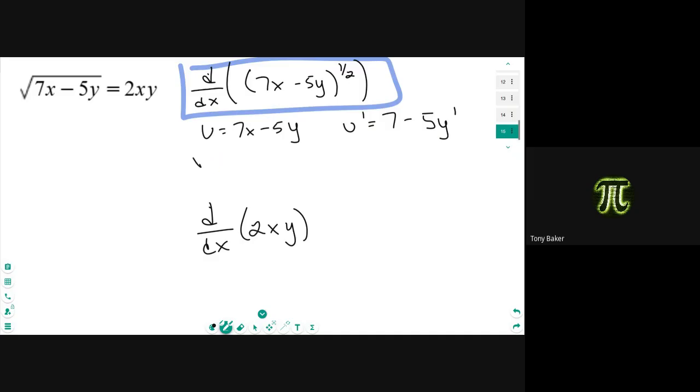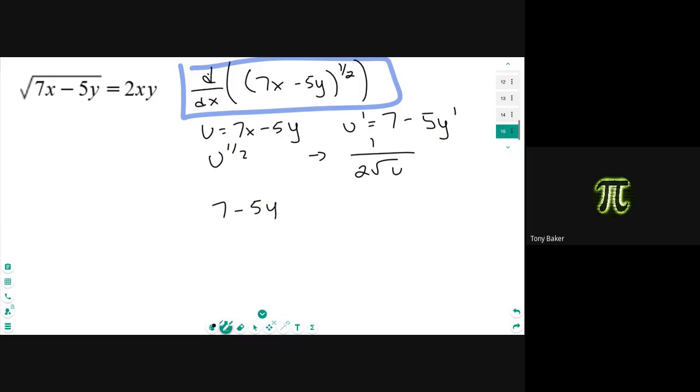All right, what's the derivative of square root of u, or u to the 1/2? 1/2 square root of u. Right. So the first side becomes 7 minus 5y prime over 2 square root of 7x minus 5y.